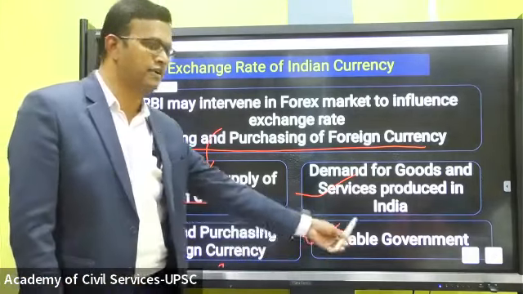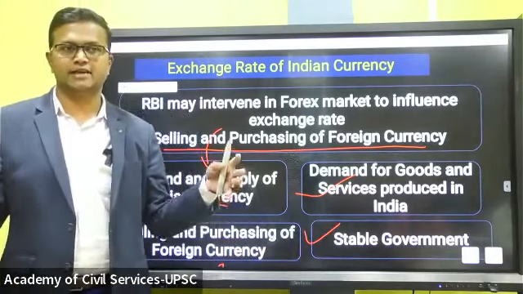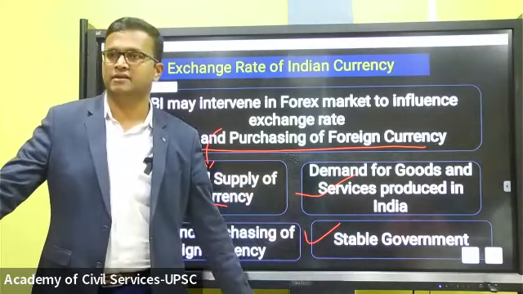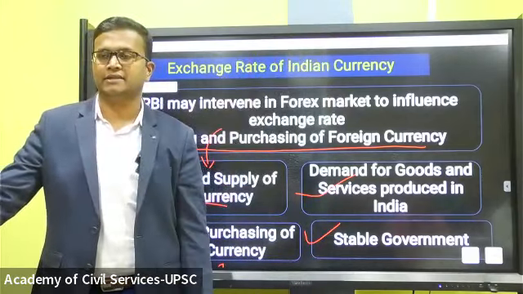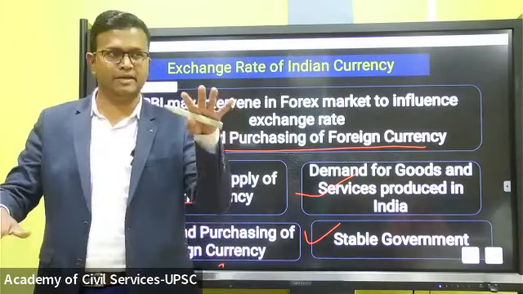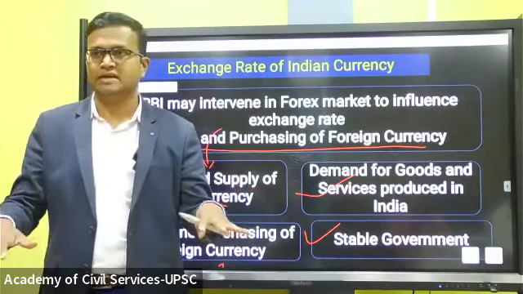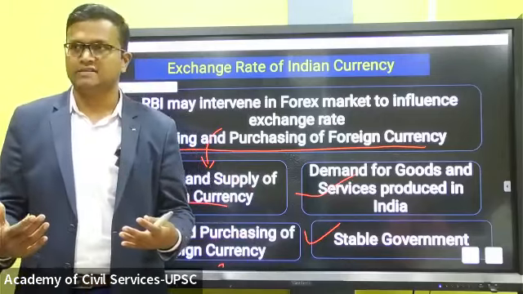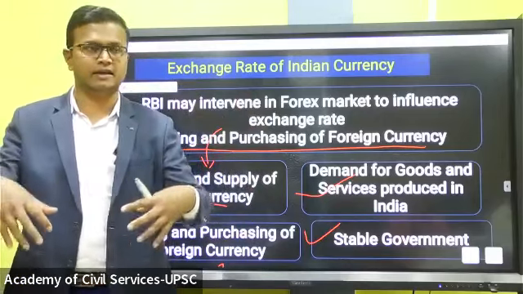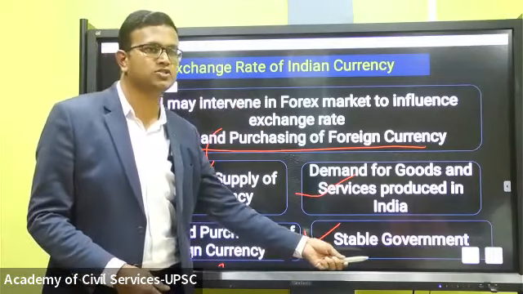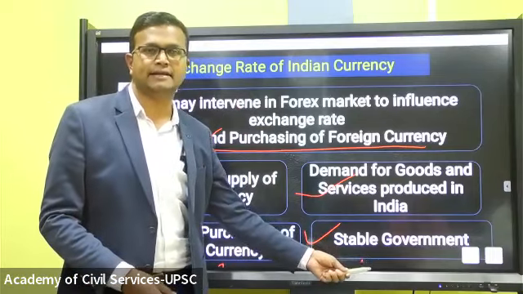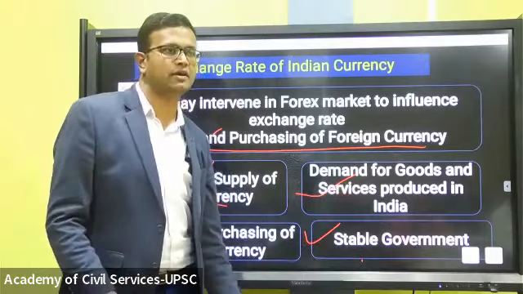A stable government. If India has a strong and stable government, foreigners will have the confidence to invest money in India. At the same time, we have a hanging government. Sometimes government collapses. Sometimes government comes back. Sometimes the military is overtaking the government, as happened in Pakistan. Then foreigners will not have the confidence to invest in such a country, and that country's exchange rate of currency will go down.